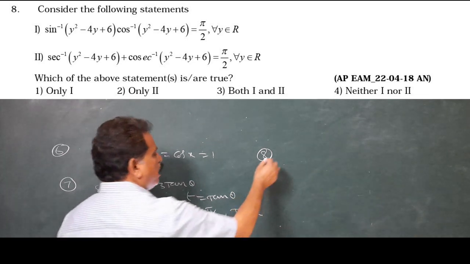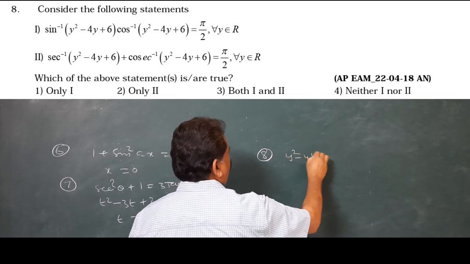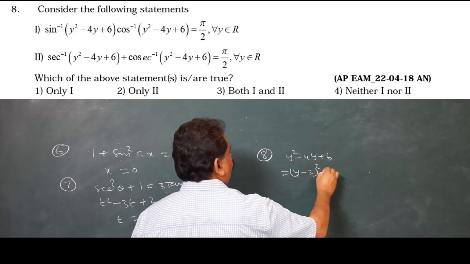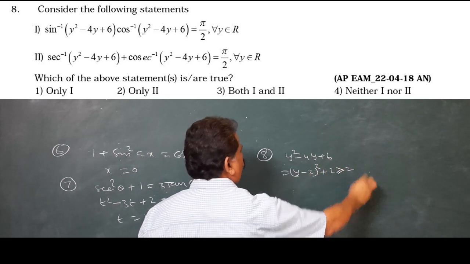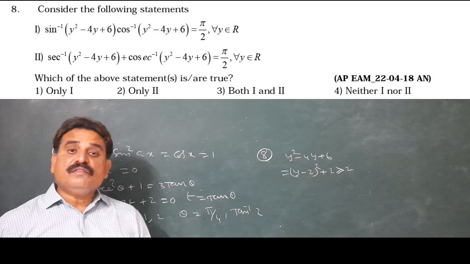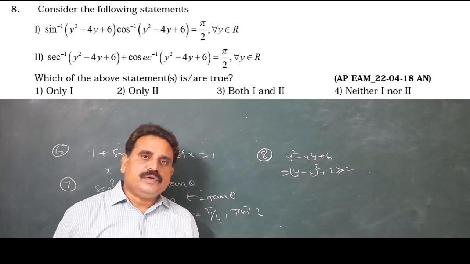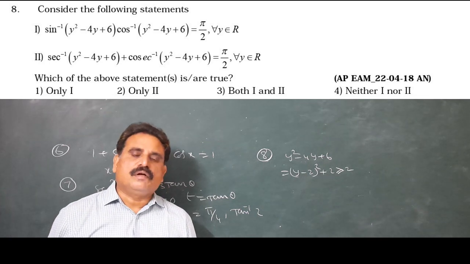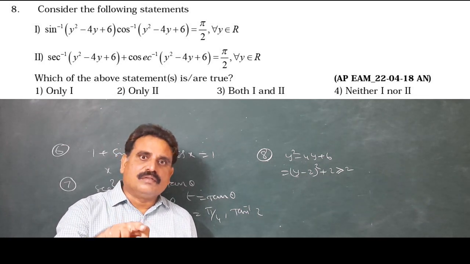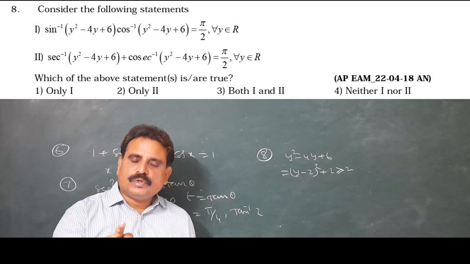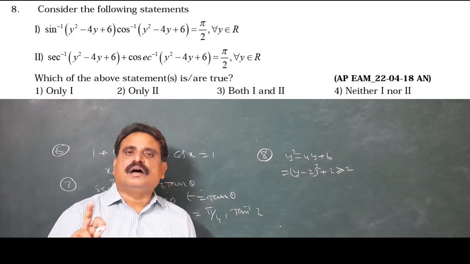Here y square minus 4y plus 6 is always (y minus 2) whole square plus 2. It is always greater than or equal to 2, so sin inverse is not defined. So that equal to pi by 2 is wrong. First option is wrong. First statement is wrong. That means either 2 is correct or wrong.